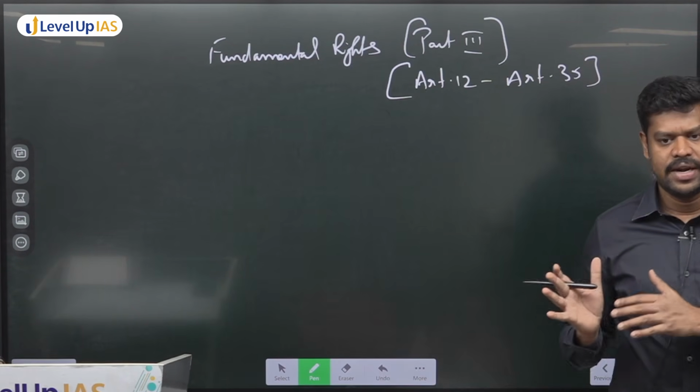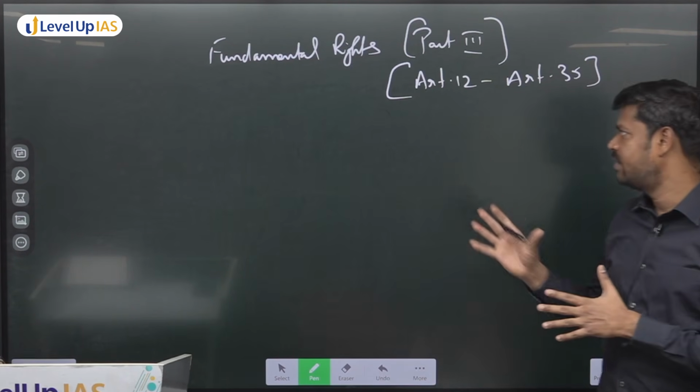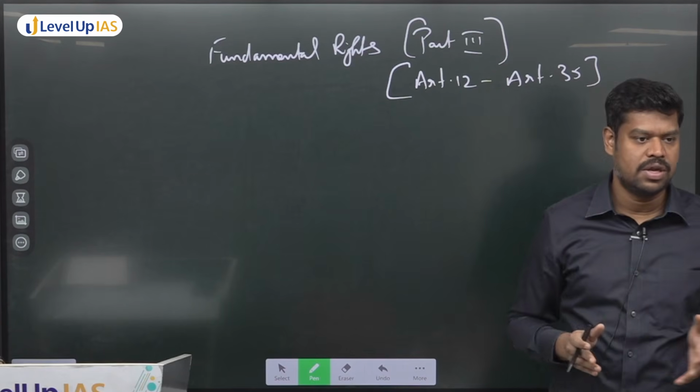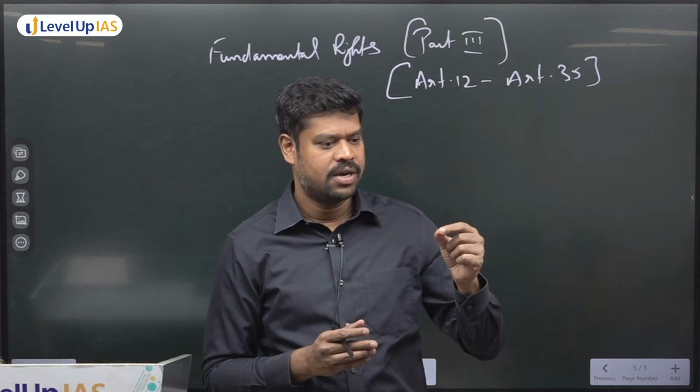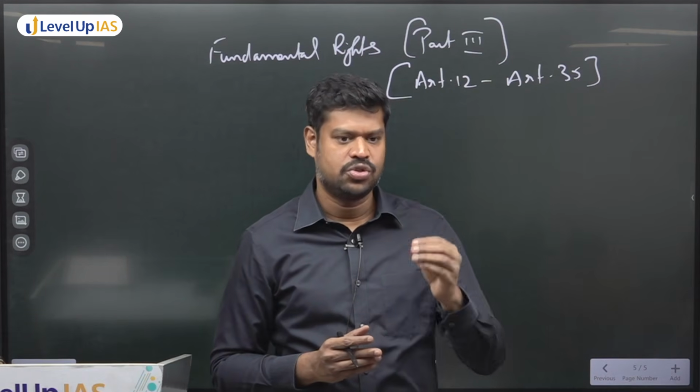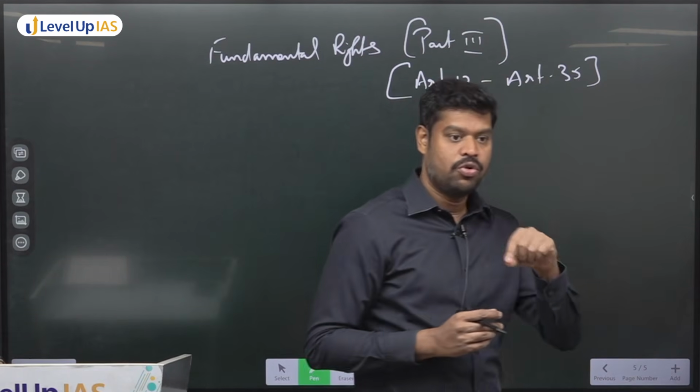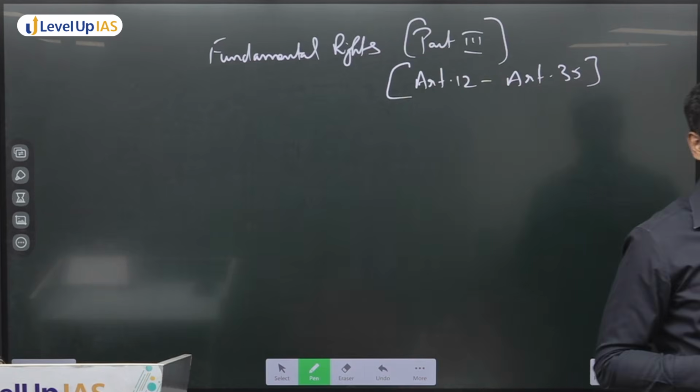So while certain rights are given in part 3 of the constitution, not all the rights are. So what made the Constituent Assembly list down certain rights and put them in part 3 of the constitution? That is my question. And if you try to look into that particular way, you will be able to define what is a fundamental right.